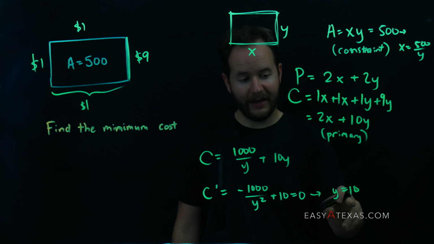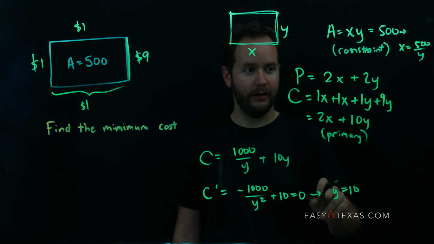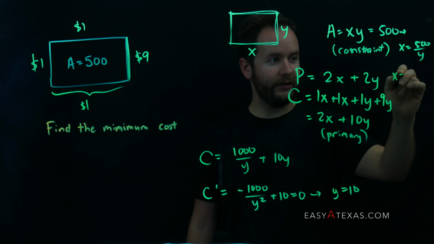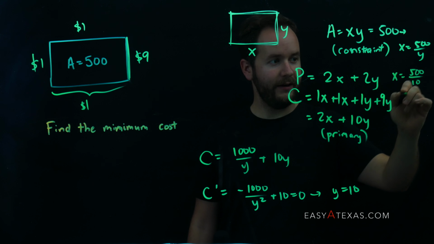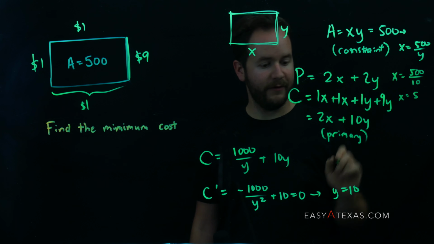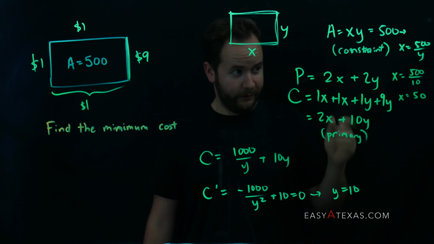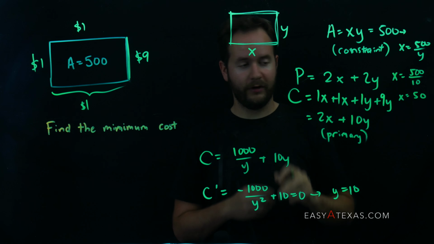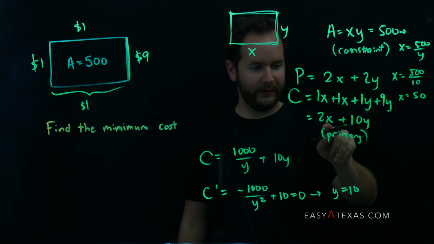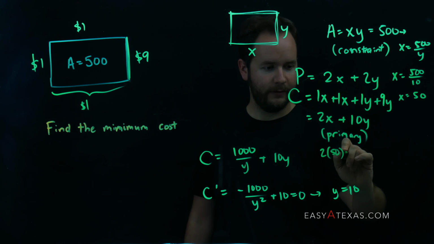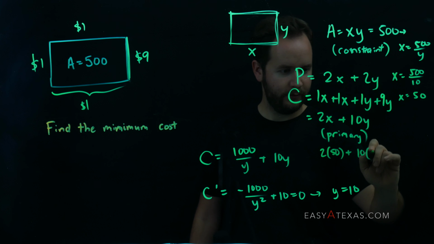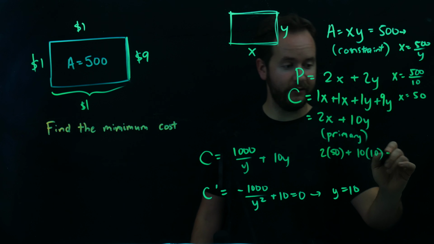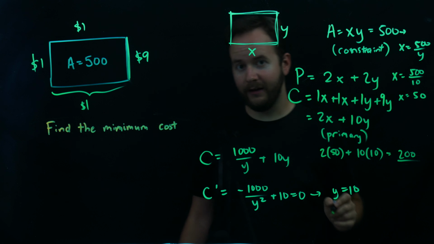Now that I have y equals 10, I'm going to take that, plug that back into my constraint, namely that x is equal to 500 divided by y. So x would equal 500 over 10, or x equals 50. Okay. Now that I have x equals 50 and y is 10, I can finally get the cost because I now know what the sides of this rectangle are. If x equals 50, I'm going to plug that in there to get 2 times 50 plus 10 times 10. 2 times 50 is 100, 10 times 10 is 100, so I have 100 plus 100 is $200, and that is my answer.